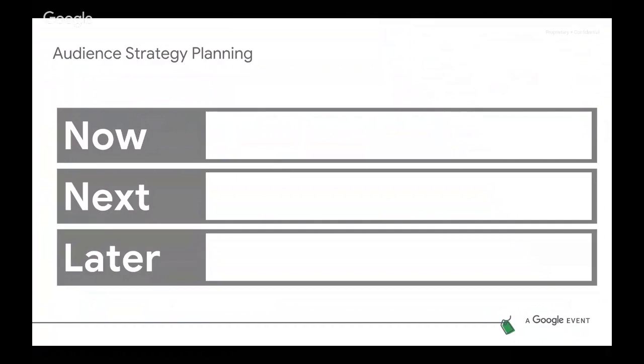Now, when it comes to planning your audience strategy, this slide here is really helpful in doing so. So what you can do is reflect on your audience strategy in the past and what you're currently doing and plot that into now. So ideally, that would be RLSA and similar audiences. And then we want to look at what we're going to be doing next, so within the next few weeks, and then later, which is in the next few months. And hopefully at the end of this Elevenses session, you can take the learnings and put that into this slide here.